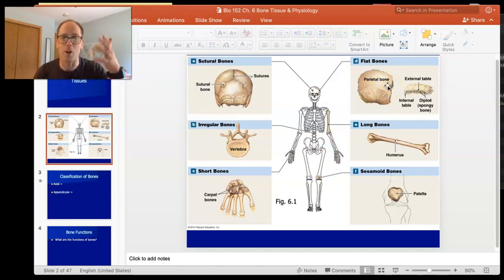So your skull bones are flat, and we've started looking at those, but those are flat bones. Your sternum and your ribs are flat. Your pelvis, your scapulae are flat bones. So those are the bones that we're mostly going to talk about.